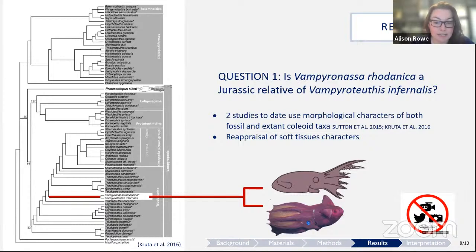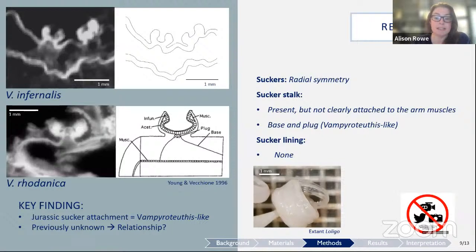Using the soft tissue data that we gathered, we were able to resolve some characters within this existing phylogeny that had previously been question marks. One key finding was that Vampyronassa rhodanica had the type of sucker attachment that is unique to modern day Vampyroteuthis. The presence of this Vampyroteuthis-like attachment in the Jurassic was previously unknown, and so we were able to add it as a character state for the first time.